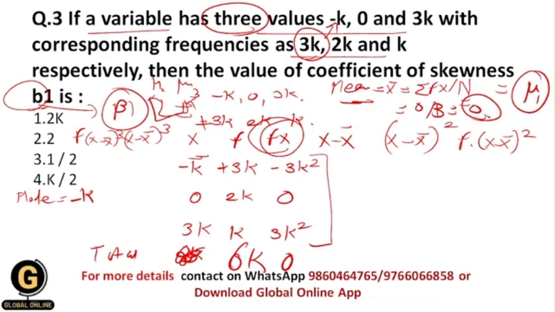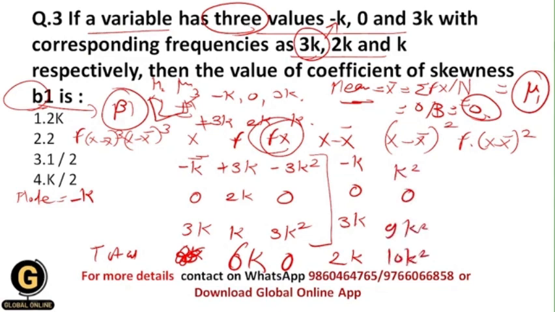So let us find out now the values of x minus x bar. It will be minus k, 0, 3k, and their total will be 2k. Now let us do (x minus x bar) square, then it will be k square, 0 and 9k square, and their summation will be 10k square. Now do f into (x minus x bar) square, then it will be 3k cube, then 0, then 9k cube, and then 12k cube.